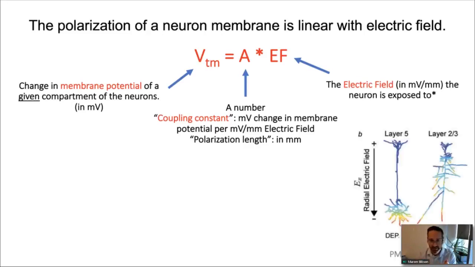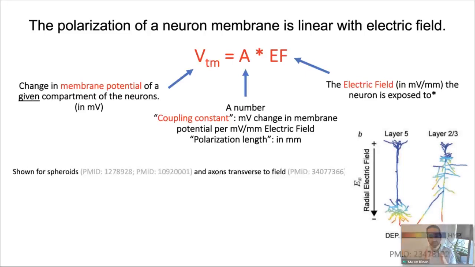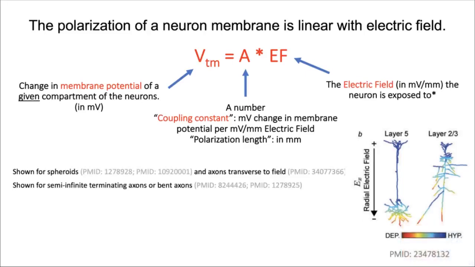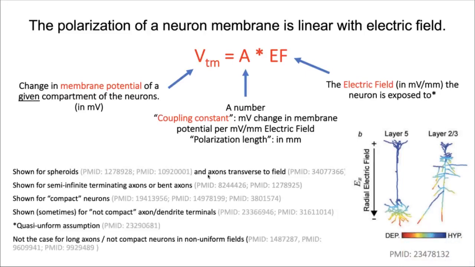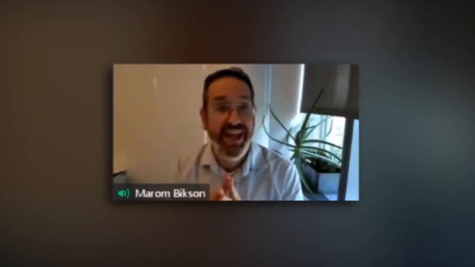Next slide, please. The key thing to emphasize is that this polarization is compartment specific, so this equation is per compartment. A piece of a dendrite versus another piece of a dendrite versus a soma versus an axon will have a different constant A. That's why all compartments are not polarized similarly.